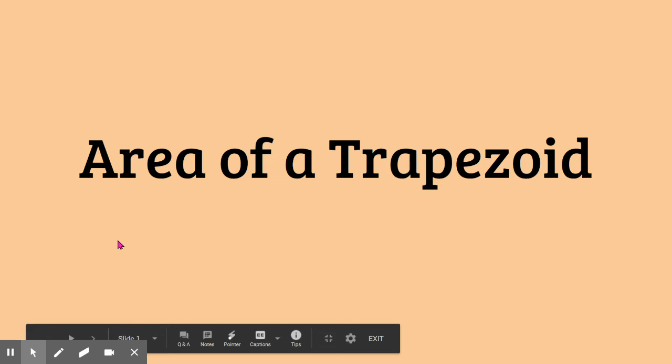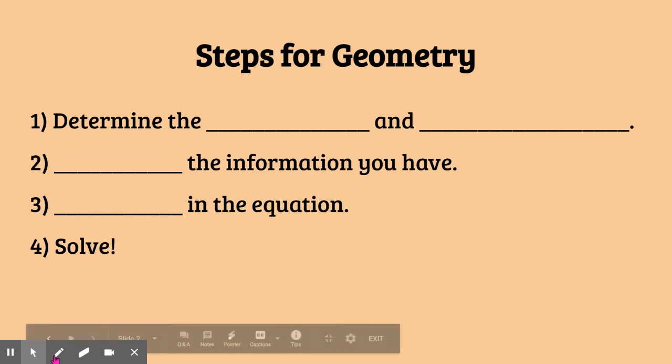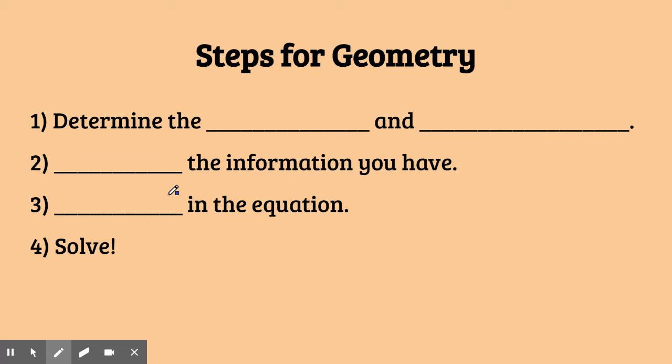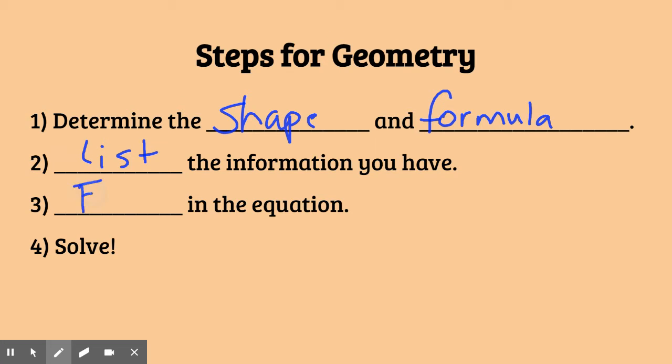So before we go through and talk about trapezoids, let's revisit our steps for geometry. We're going to use the same 4 steps like we did with rectangles and triangles. So step 1, determine the shape and formula that you have. So that's where your star chart will come in use. Then we're going to list the information we have. We'll then fill in the equation, and then we will solve.